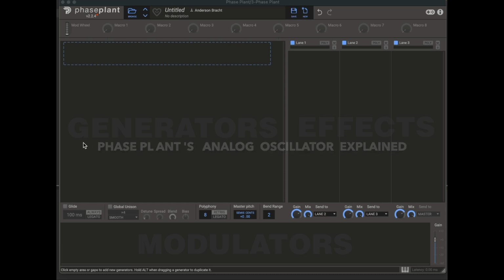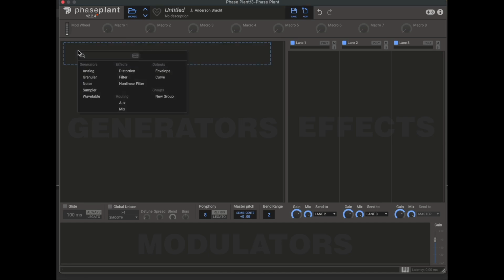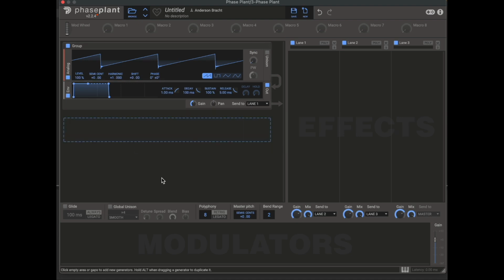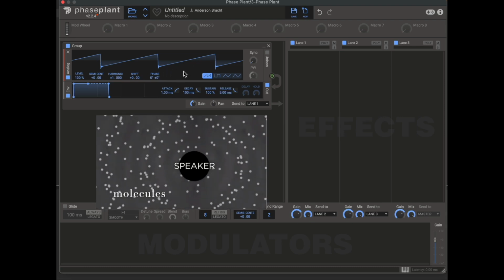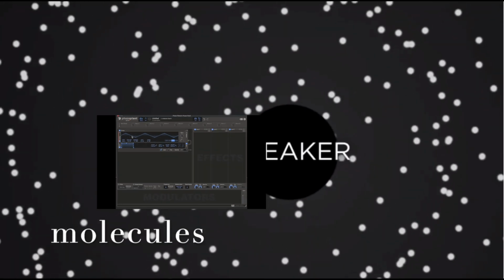Phase Plant's generator section, where Phase Plant's sound begins, you can select and load an oscillator named Analog. Analog meaning analogous in the way sound and electricity oscillate. This oscillator models the way analog synthesizers generate sound. When something is oscillating, it is vibrating or moving in a back and forth motion.